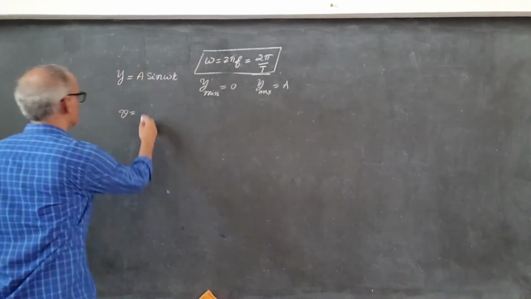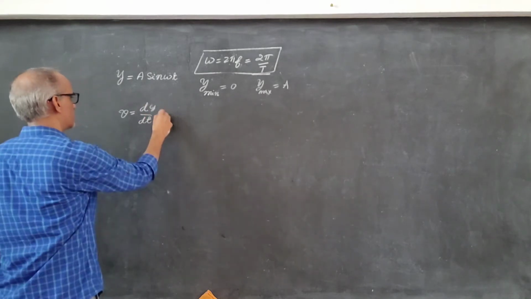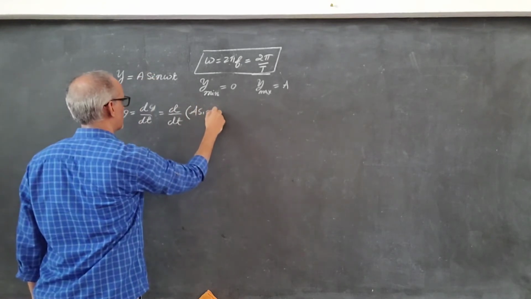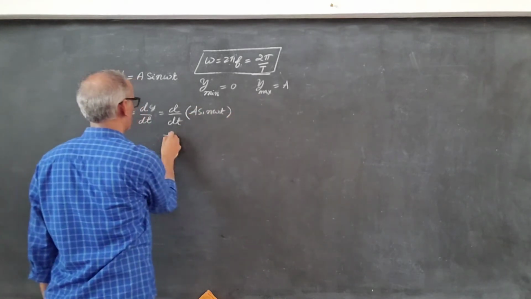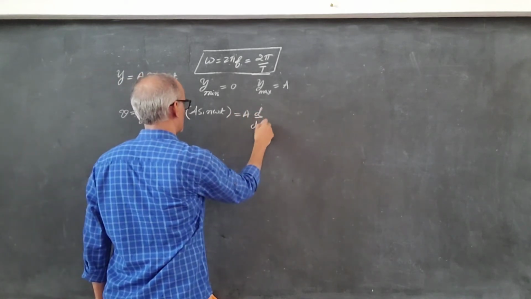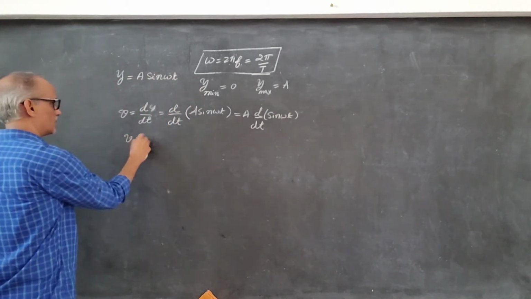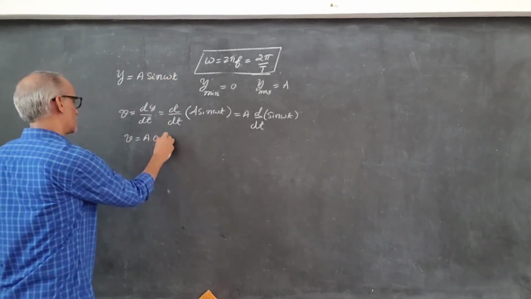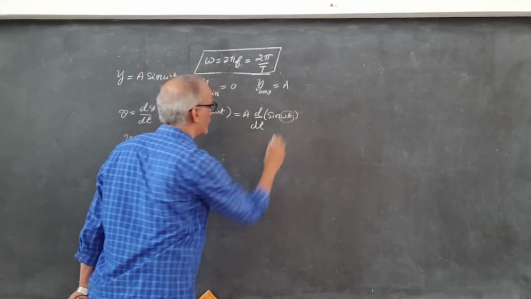For which we have to differentiate this. So, it is dy/dt, that is d/dt of y, which is nothing but A sin ωt. A is constant here. Now the differentiation of sin ωt: V is equal to A into the differentiation of sin ωt, which is cos ωt, into the differentiation of ωt.